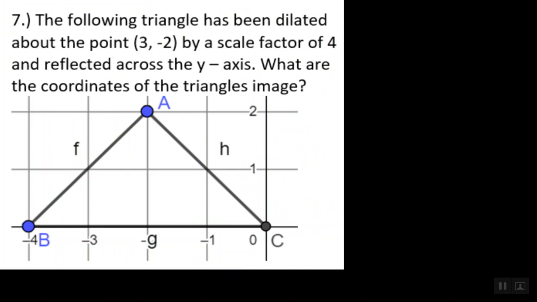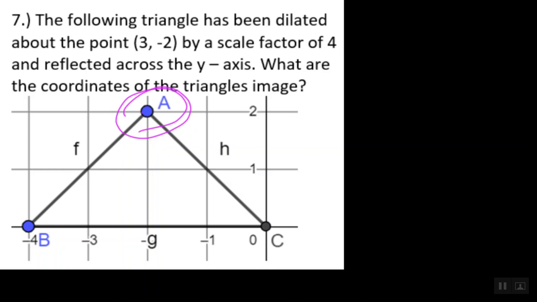Alright, problem 7. The following triangle has been dilated about the point 3, -2 by a scale factor of 4 and then reflected across the y-axis. What are the coordinates of the triangle's image? Okay, so here's what we're going to do. I'm going to go ahead and walk y'all through this for point A, and if point A is not the answer, you'll have to repeat this process for points B.